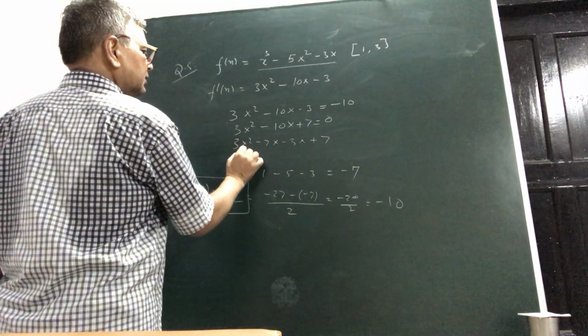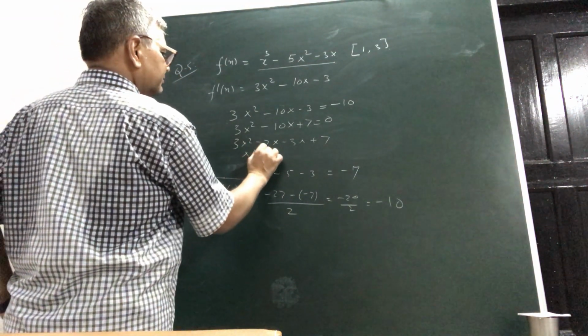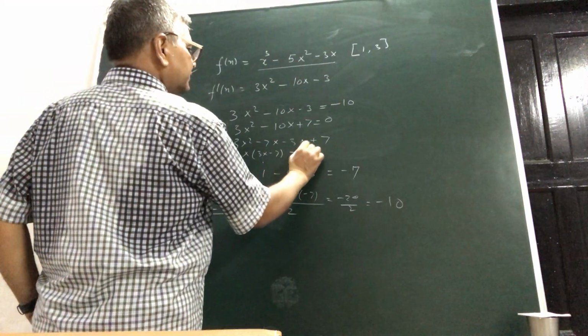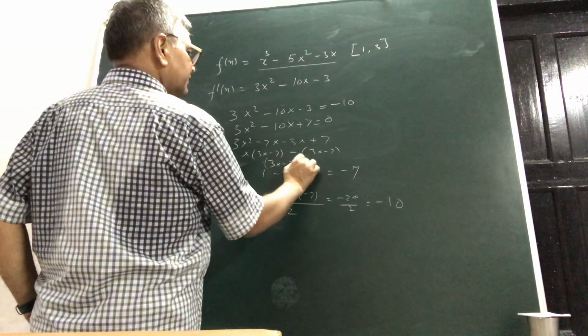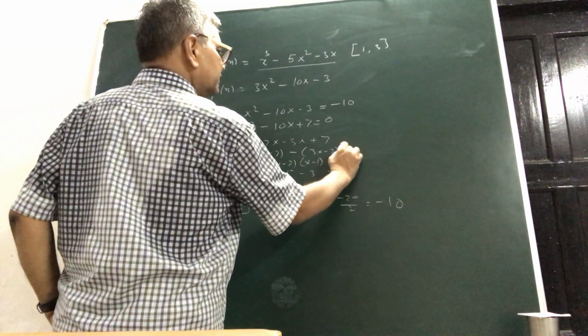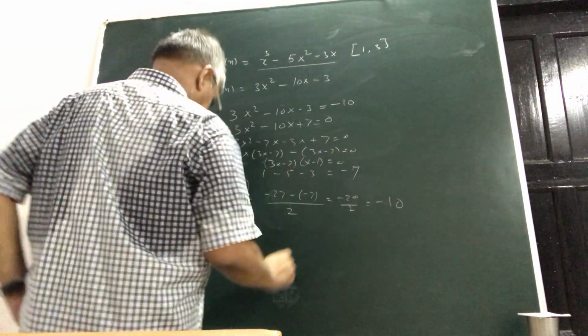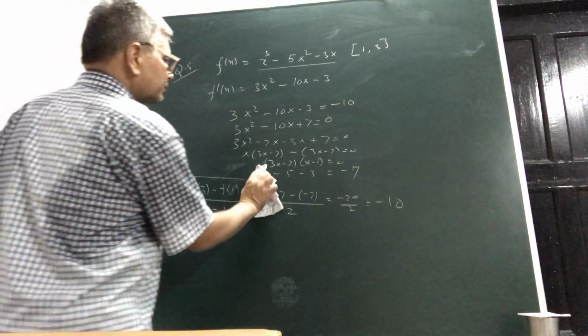So what is common here? Nothing. x(3x - 7) - 1(3x - 7), so (3x - 7)(x - 1) is equal to 0. Those are the factors. So please see to it.